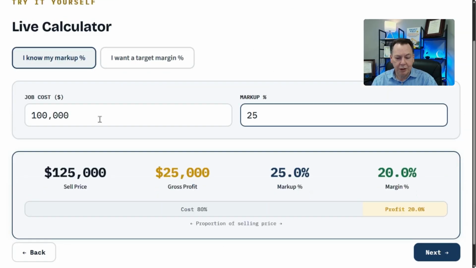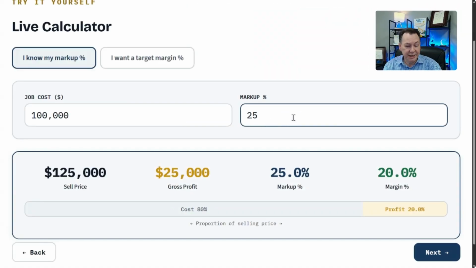If you know your markup is 25%, if we're trying to make a margin of 20%, what do we need to target that? I built a couple of calculators, and if our listeners are interested, I'll show you a little more complex one as we get through this. You know your markup percentage needs to be 25% to get where you want to be.